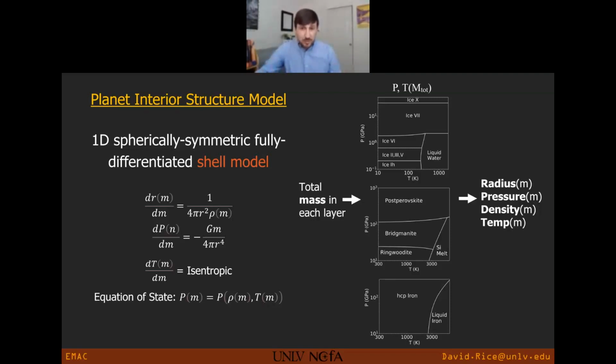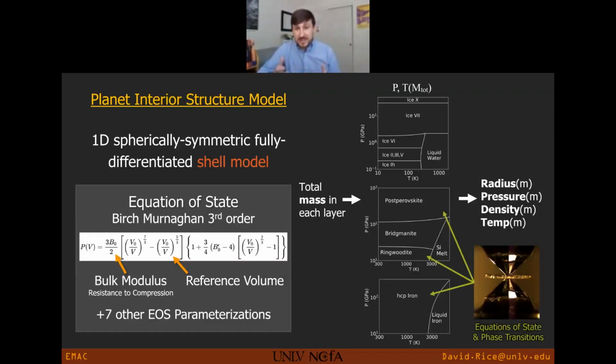And for each one of these, why we have so many works that go into these interior models is that for each one of these materials, we want to understand how they respond to pressure and temperature. So ideally, we would crush them in a lab with a laser heated diamond anvil cell, shown here at the bottom, to understand how they respond to pressure and temperature, to give our equations of state and also our phase transitions between all of these different materials.